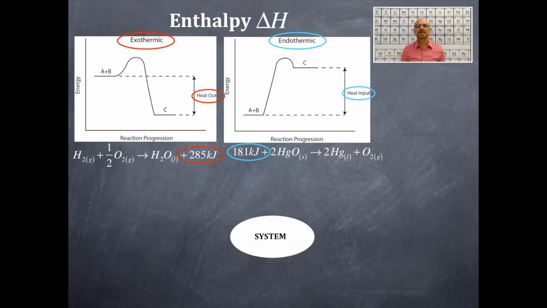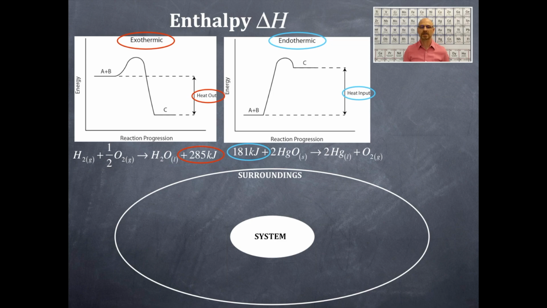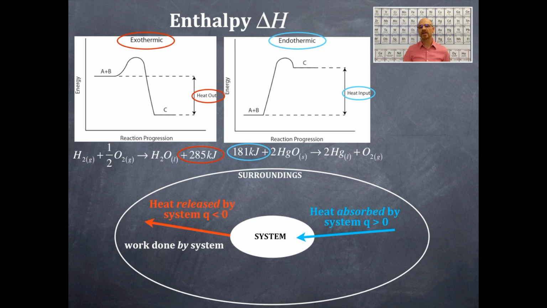Okay, here is the system, and this is going back into physics, and hopefully you remember your physics. These are the surroundings. So the heat is released by a system when the Q is less than 0. That is an exothermic reaction. This is work that is done by the system, an exothermic reaction. When heat is absorbed by the system, that means that Q is greater than 0. Then work is done on the system itself.